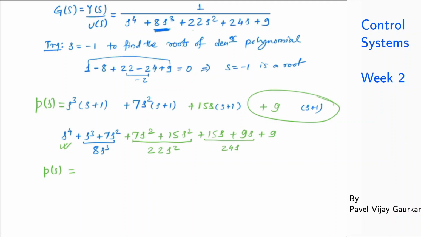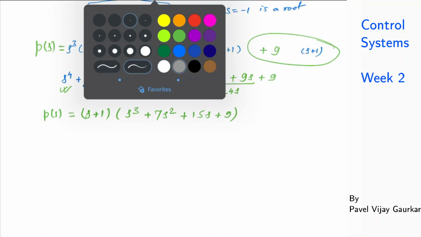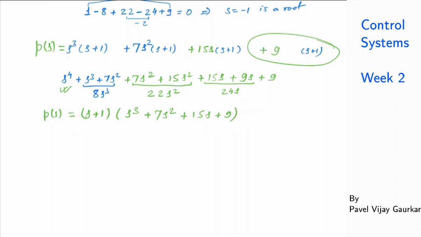So p of s can be written as (s plus 1) times (s cube plus 7s square plus 15s plus 9). So we have isolated one factor and we are looking at the other three. Now let's see the coefficients again. All of them are positive. So we'll try again, s equals minus 1.